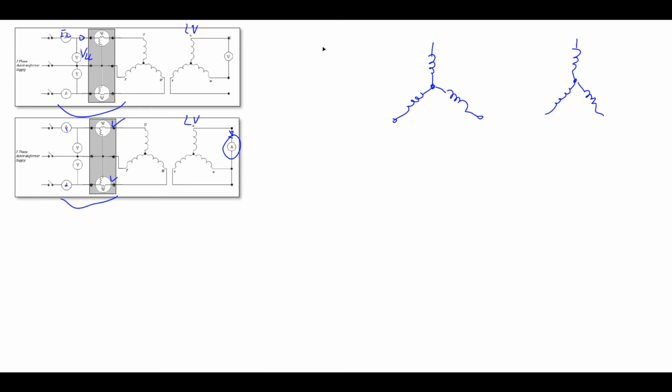Practically, instead of using 2 wattmeters, we have one electronic power meter where we can connect directly to our three phases, line 1, line 2, and line 3. That's the supply, and this is the power meter.